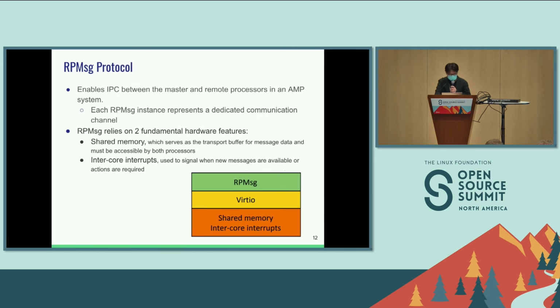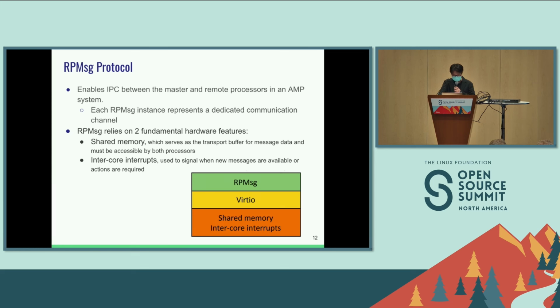RPMSG provides the foundation for interprocessor communication in AMP systems, enabling the master to exchange messages with remote processors through dedicated communication channels. Each RPMSG instance forms a structured, bidirectional channel between the master and a specific remote processor, ensuring efficient coordination across cores. To operate, RPMSG depends on just two key hardware features.